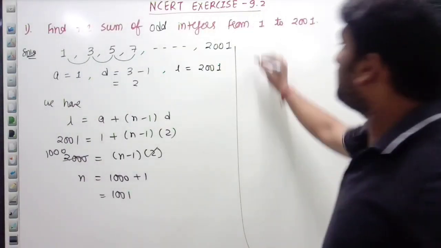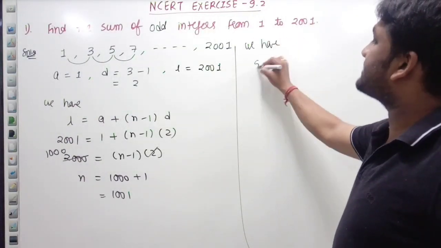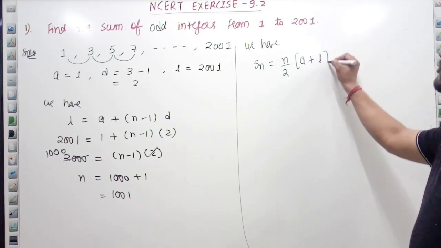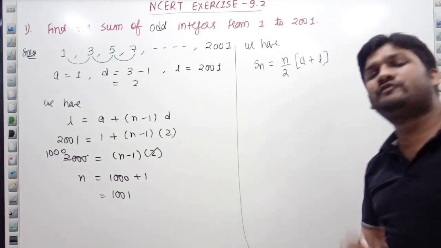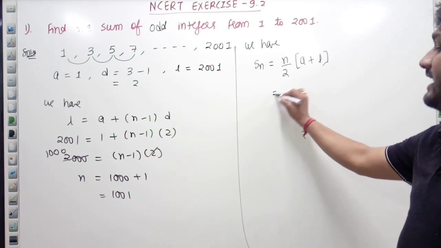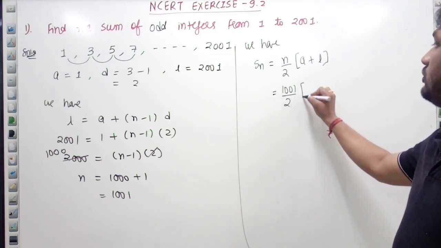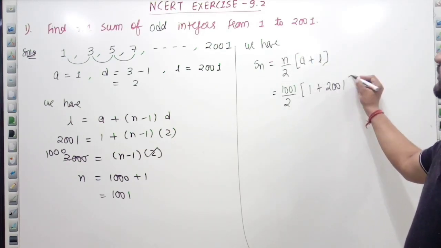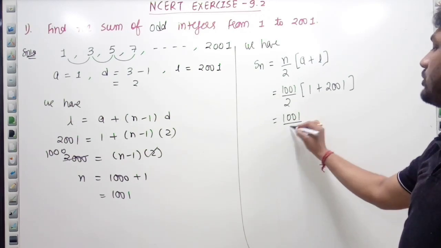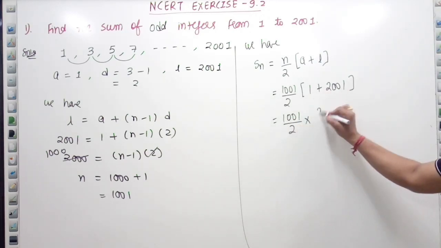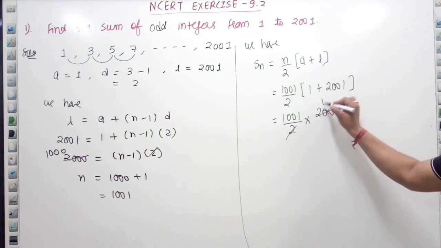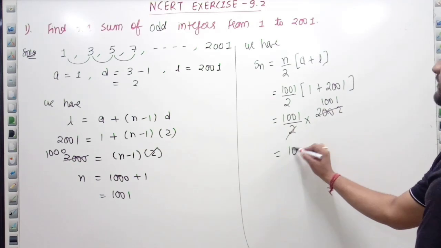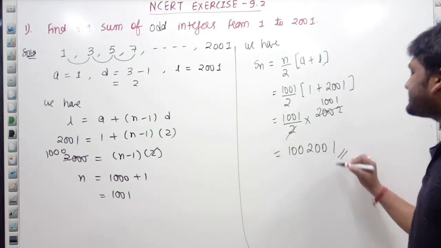Now we know the formula. We have the formula for the sum of n terms, n by 2. Can I use this formula? I can find it by any of the formulas. I have taken the second formula. The n is 1001 by 2. First term is 1 and the last term is 2001. So I have 1001 upon 2 into 2002. So it will be 1001 into 1001. Now what is the square of 1001? 1002001 is the answer.